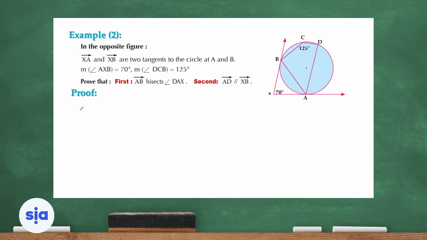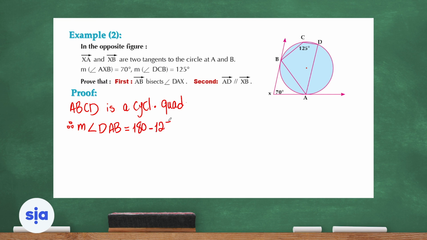Since, as you can see, ABCD is a cyclic quadrilateral, therefore the measure of angle DAB is equal to 180 minus 125, which is equal to 55 degrees.